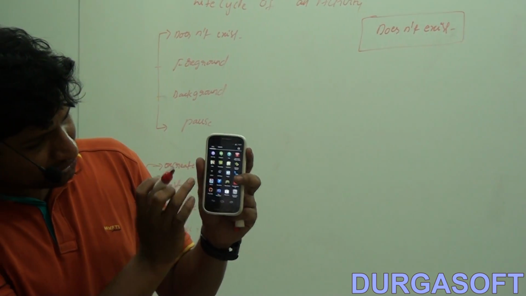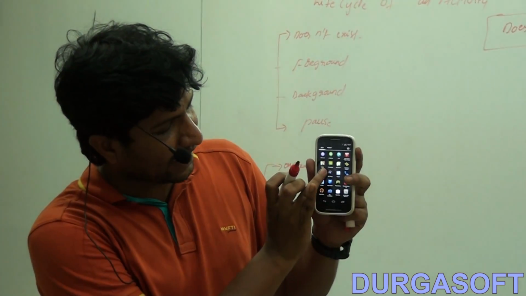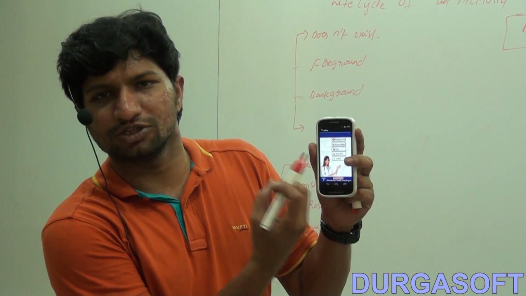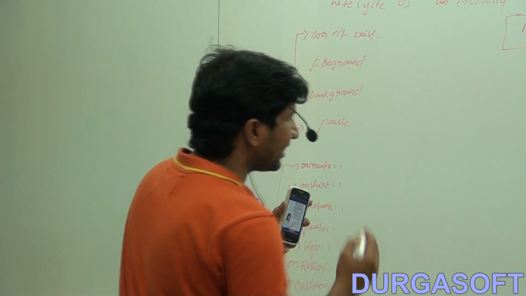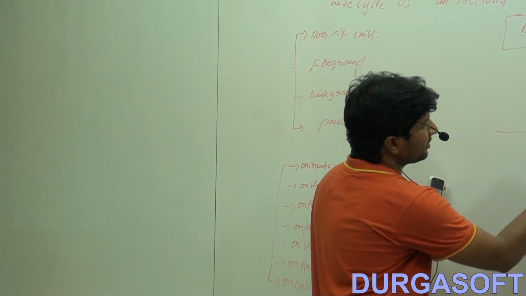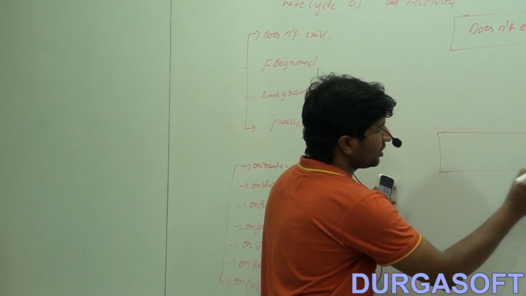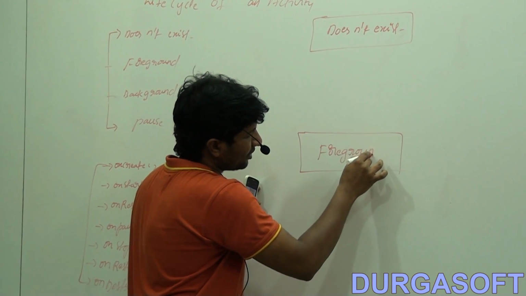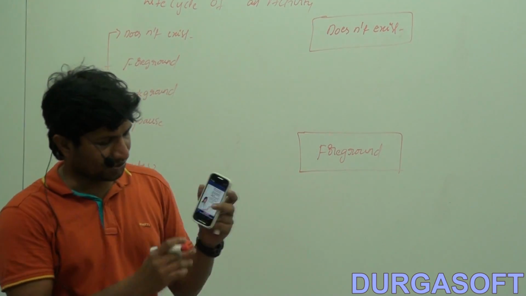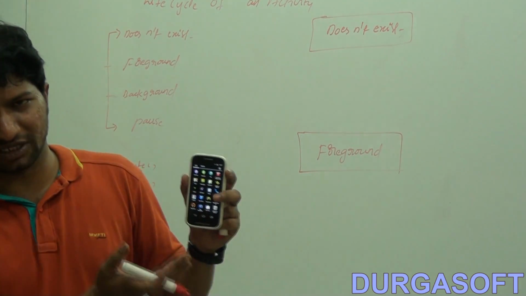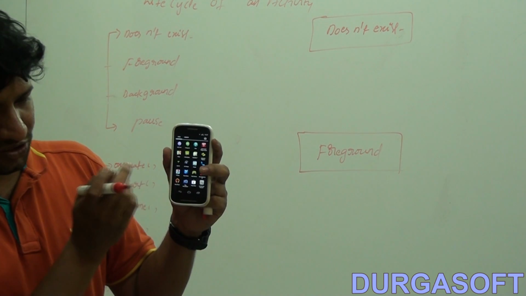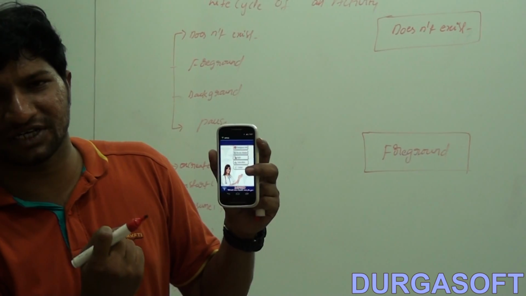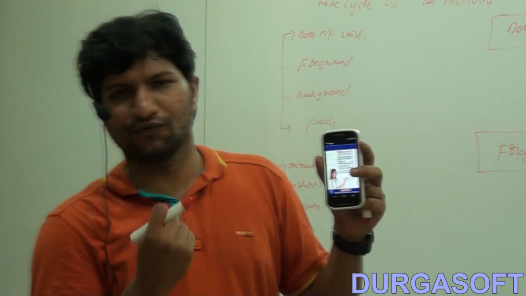Once you click the application, you will get one activity into the foreground. One activity is going to start. An activity comes from the does not exist state to the foreground state. Previously it was in the does not exist state. Once you start the application, you get an activity. Now the activity is in the foreground state.